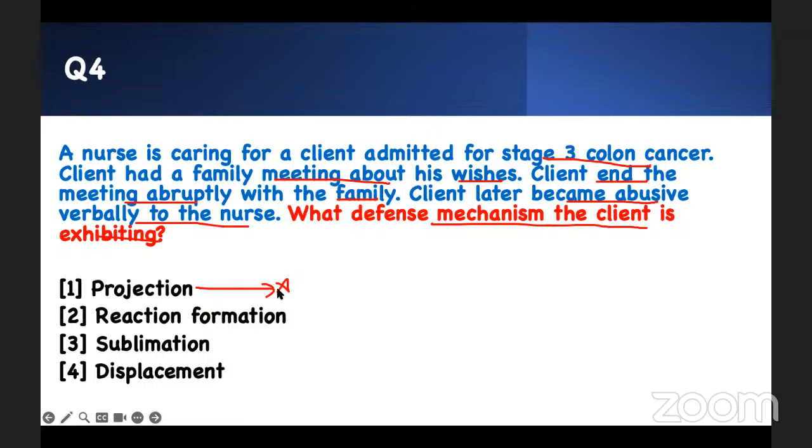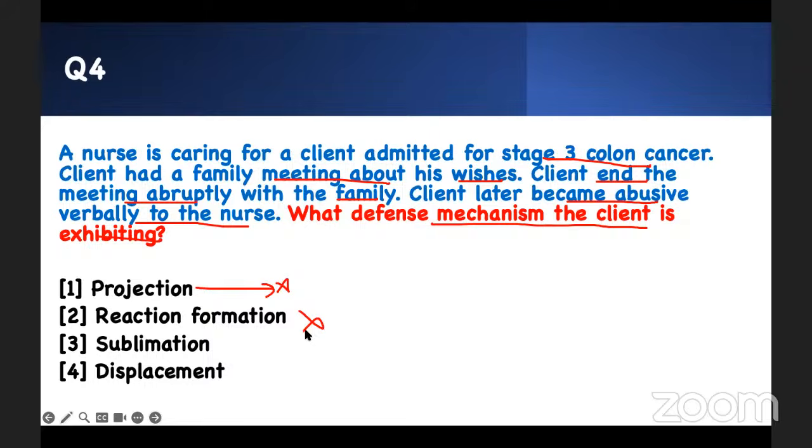Or like you are a surgeon. You did a surgery and there's a complication. What happened? You blame the assistant as the problem. That's projection. You're projecting your action, your inner feeling, on somebody else. Now, what is reaction formation?